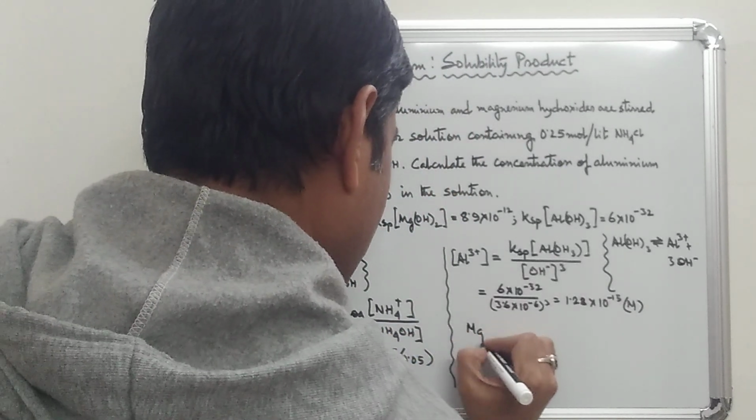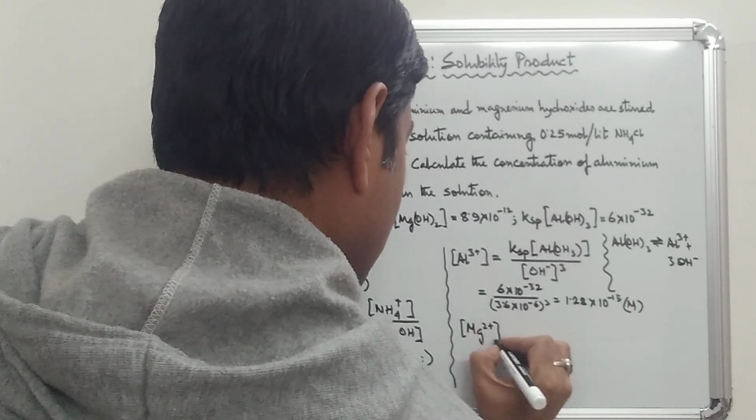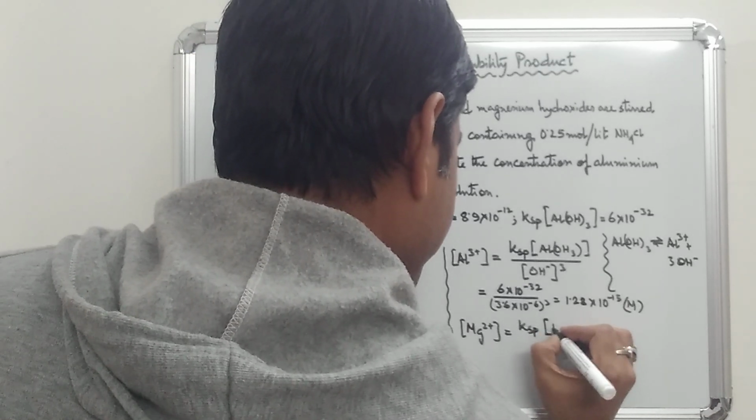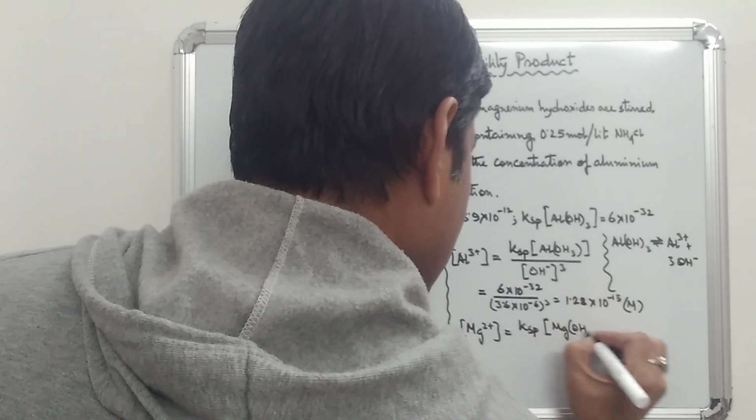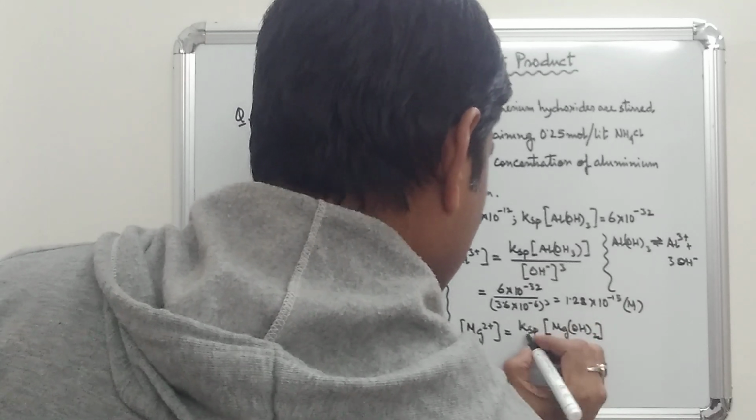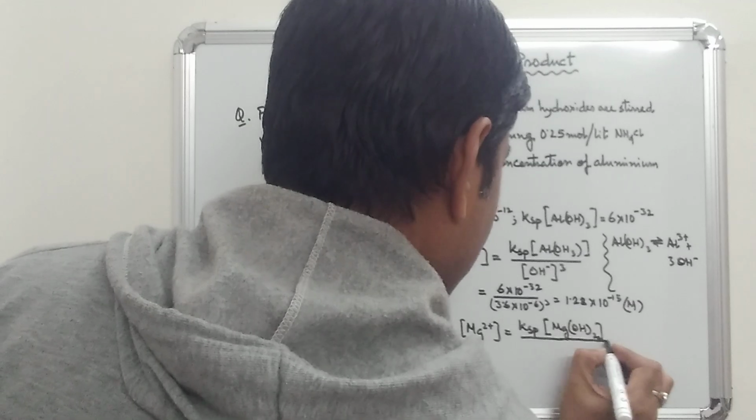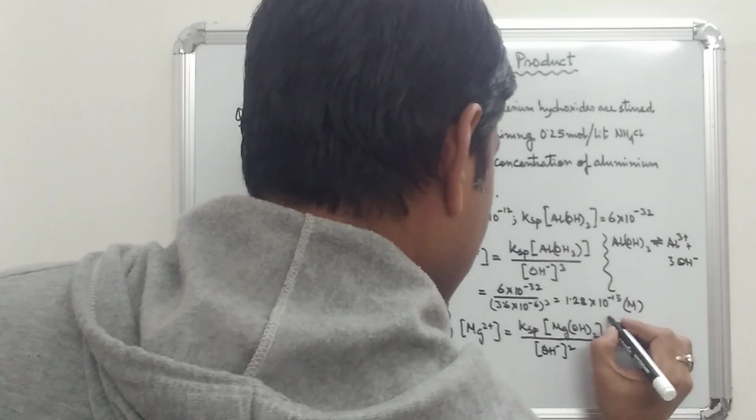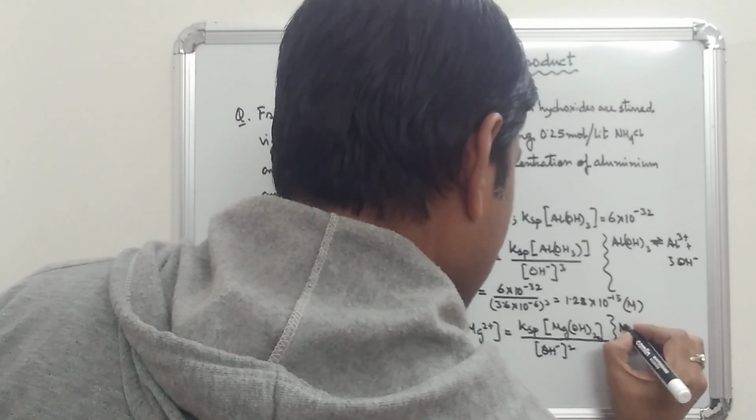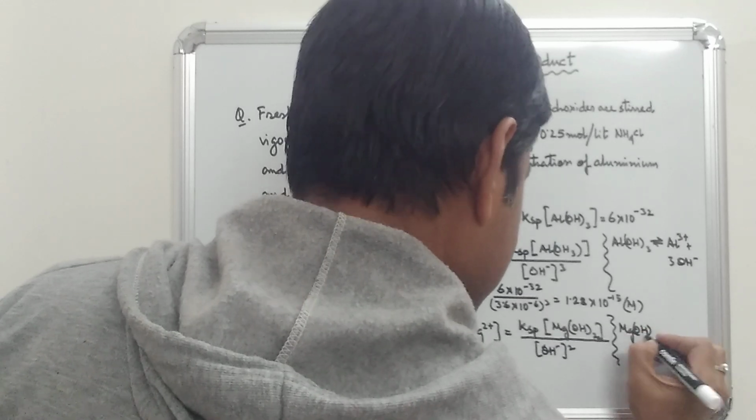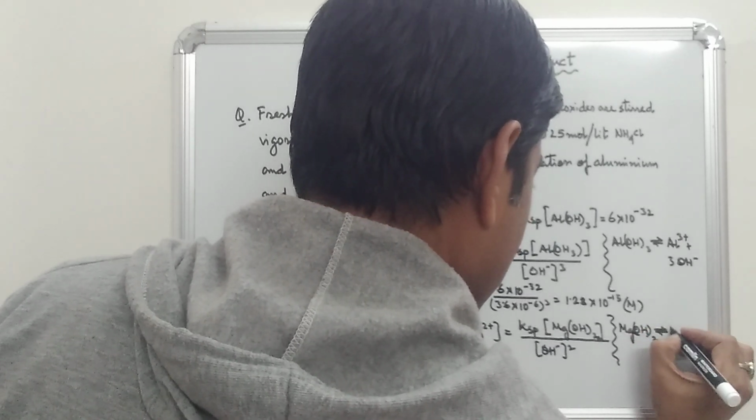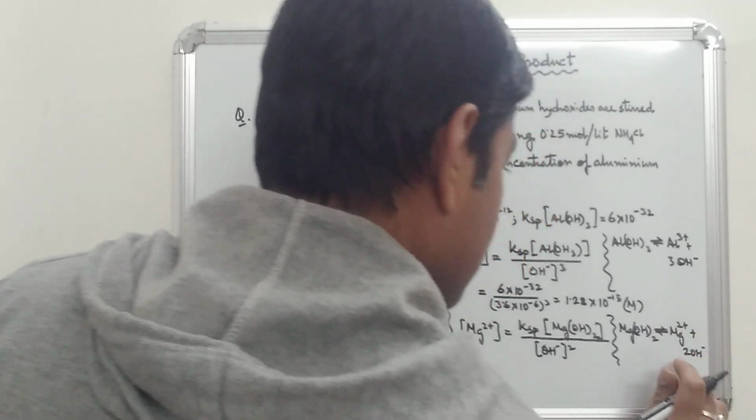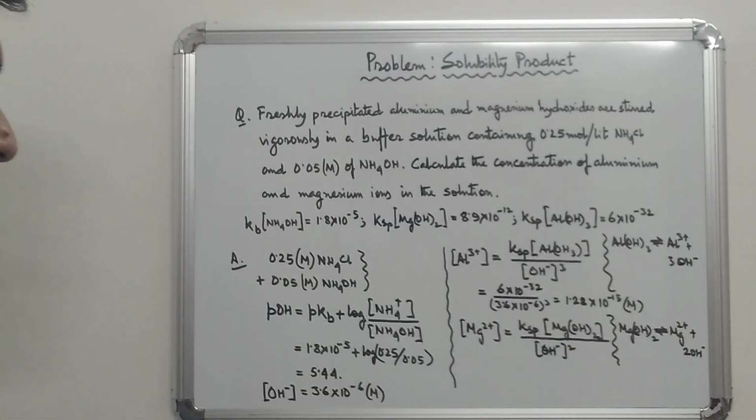Similarly, for Mg2 plus, this becomes Ksp of Mg(OH)2 whole divided by OH minus squared, as it comes from the chemical equation. Mg(OH)2 is in equilibrium with Mg2 plus and 2 OH minus. This 2 in the subscript comes in the power.